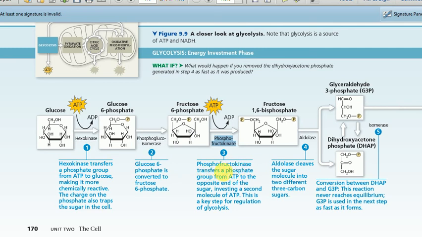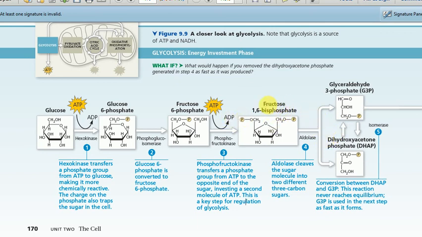So phosphofructokinase transfers a phosphate group from ATP to the opposite end of the sugar, investing a second molecule of ATP. This is the key step for regulation of glycolysis. You can understand this statement because we have what we call the committed steps in glycolysis. We will explain this later. First understand these steps, then we explain the committed steps and the regulation of glycolysis.